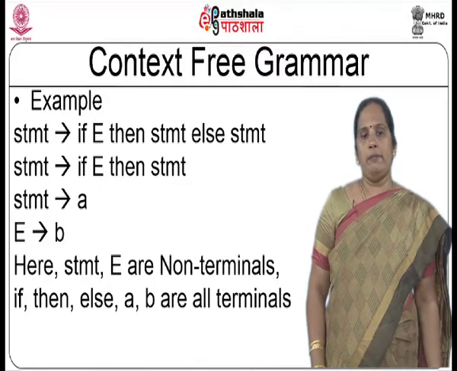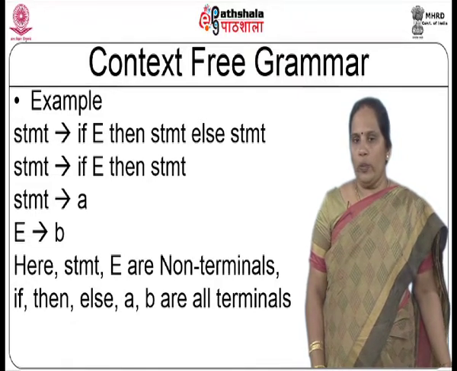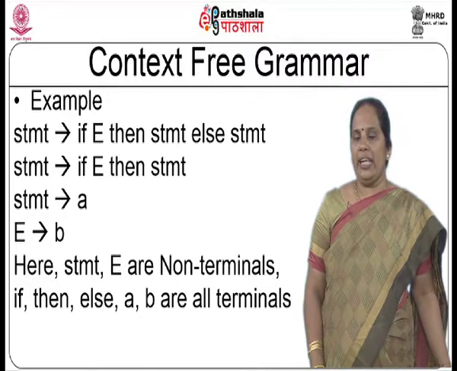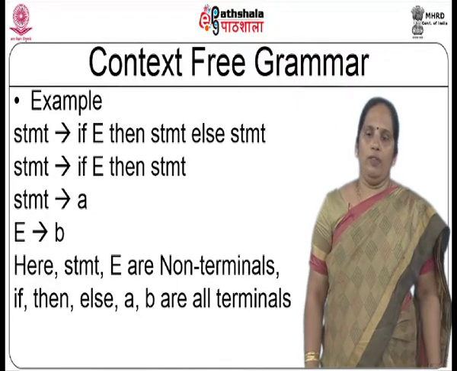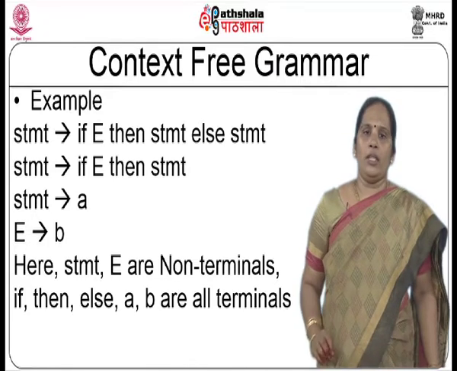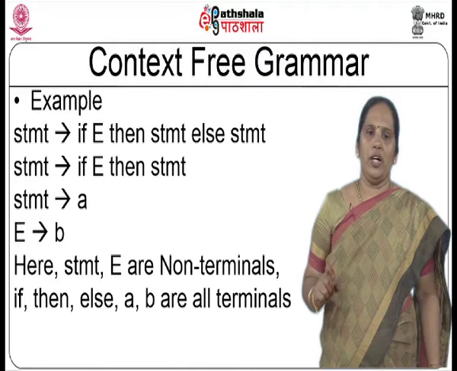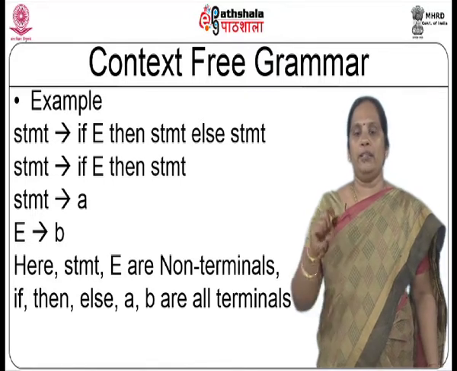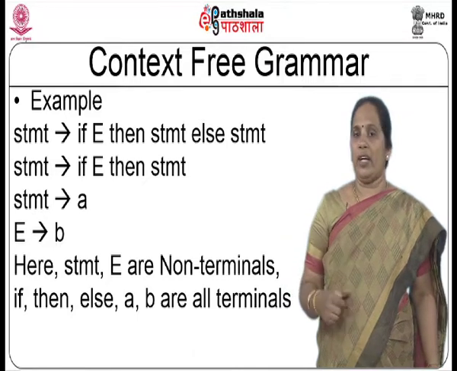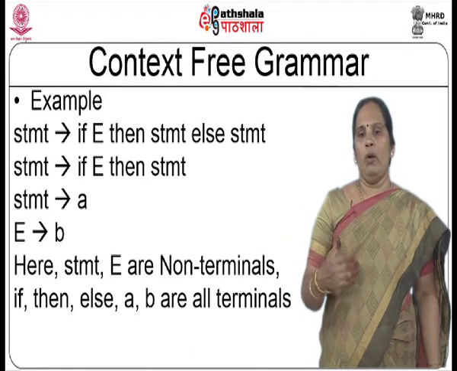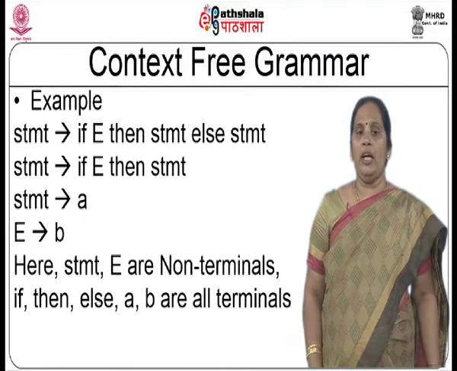Now, E produces B, in the sense that there is one more non-terminal available here, which is E, and E refers to expression. This is an if-then construct, which all of us know. If there is a condition, you check the condition, and if it is met, you evaluate the body of the if statement, else, if the condition is not met, you evaluate the body of the else statement. That is what the first production refers to.